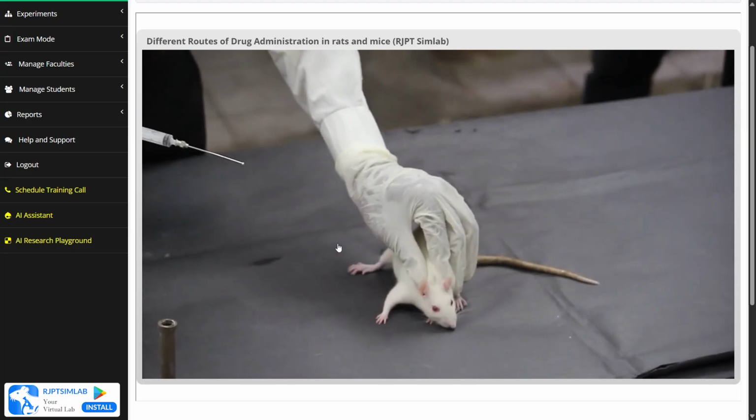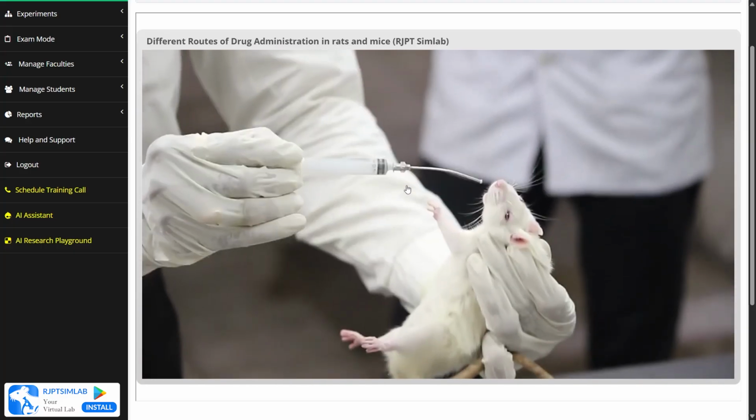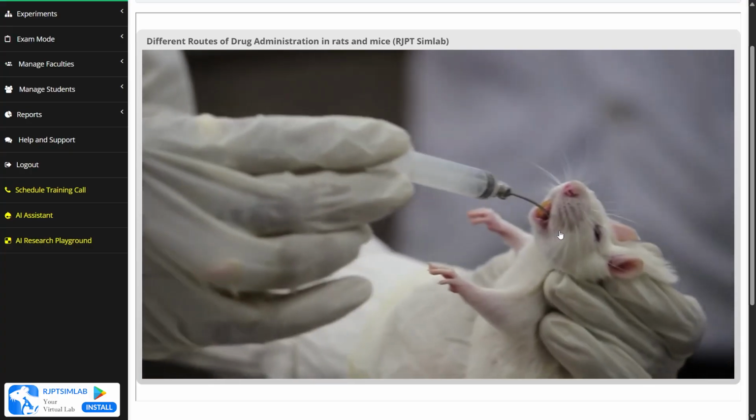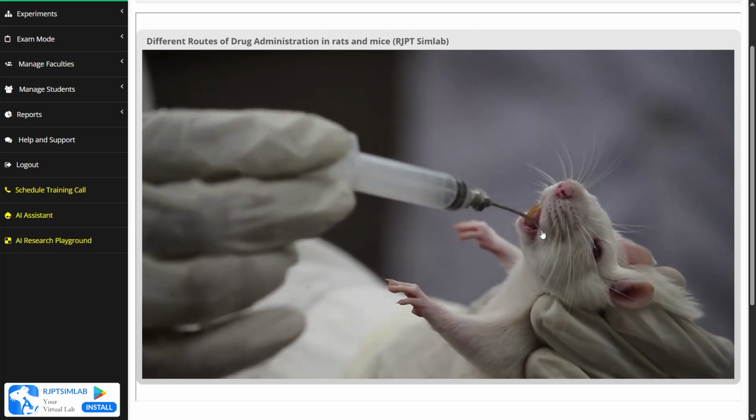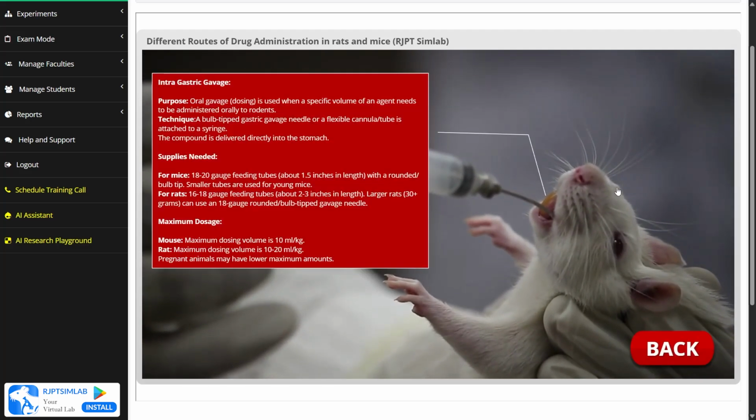In this route, we have to provide the drug with the help of a gavage needle which is connected to a syringe inside the GIT of the rat. As we can see, this is the gavage needle which we are inserting through the oral cavity into the GIT of the rat. This method should be performed very carefully, and we have to hold the rat very carefully so that it does not resist and disrupt the procedure, otherwise it can choke on the needle.